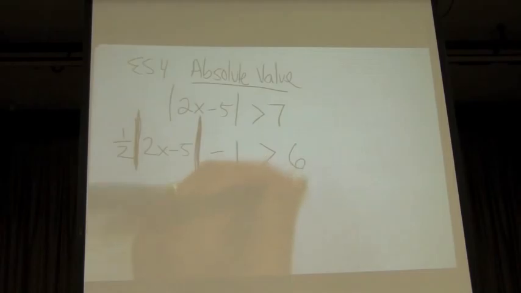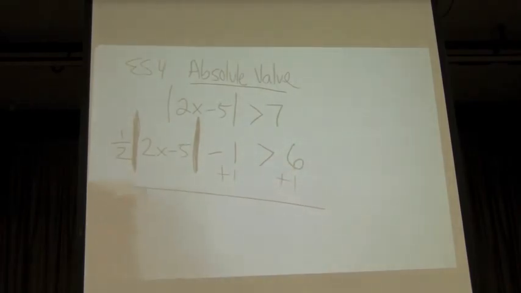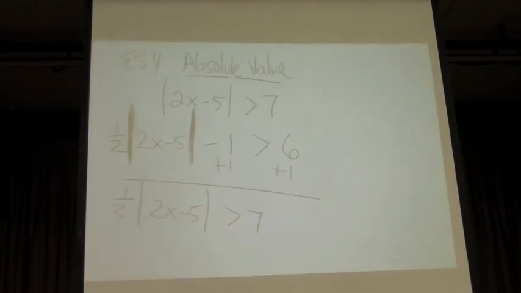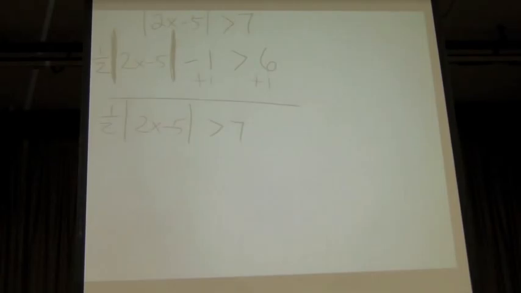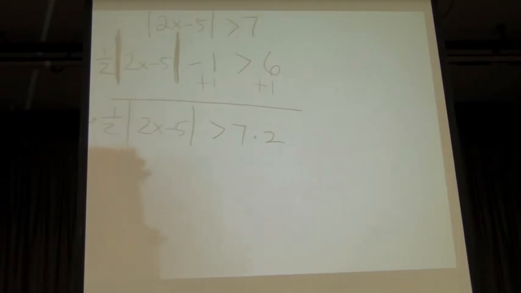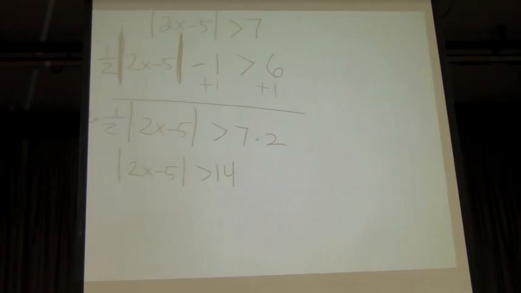Add 1. Now you have 1/2 times the absolute value of 2x minus 5 is greater than 7. Now you need to get rid of the 1/2. How do you get rid of it? Multiply by 2. Now you have the absolute value of 2x minus 5 is greater than 14. Now is when you remove the absolute value bars.